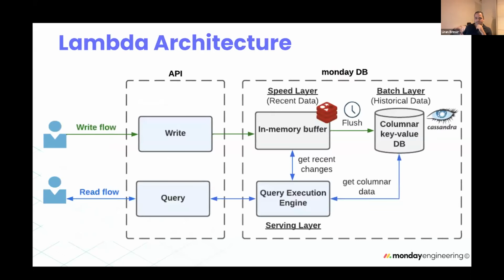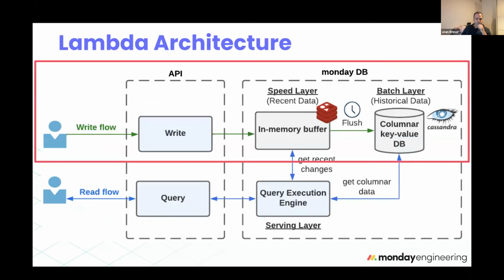Okay, so let's see how a flow looks. Let's start with the write flow. So we said we have a cell. The user changed only a single cell from stuck to done. We are just buffering it in the speed layer in Redis. Now this is an O(1) operation, it's very fast, and basically we are done.